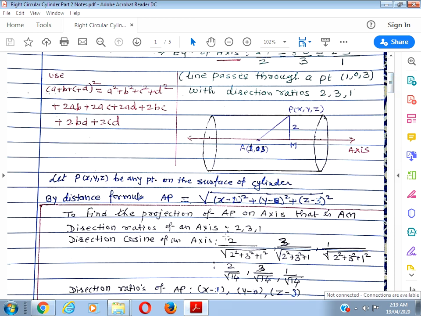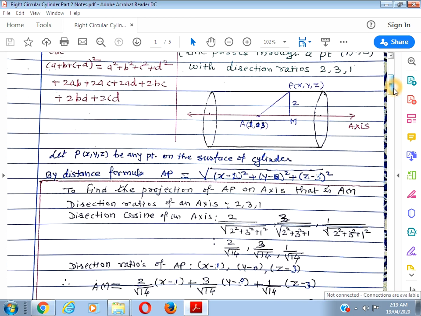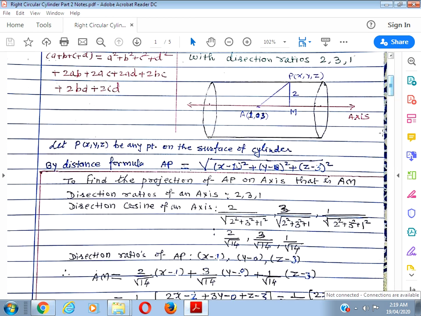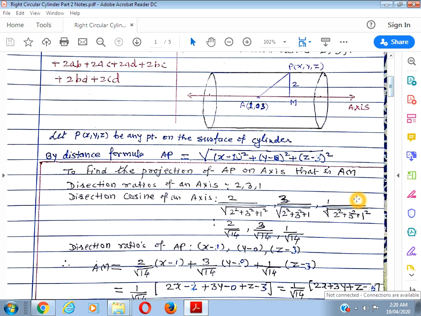Now two things are known. Direction ratios of AP are known to you, x minus 1, y minus 0, z minus 3, and the direction cosines of axis are known to you. So how do you find AM? How do you find projection of this? AM is the projection of AP on axis. It is very simple to find AM. (x minus 1) multiplied by this plus (y minus 0) multiplied by this plus (z minus 3) multiplied by this.